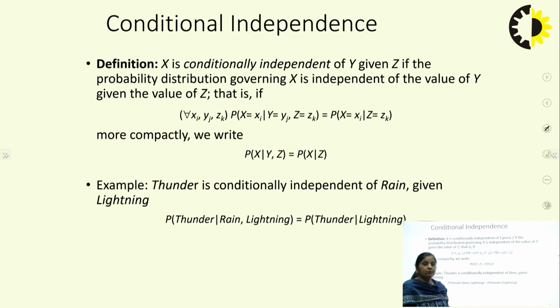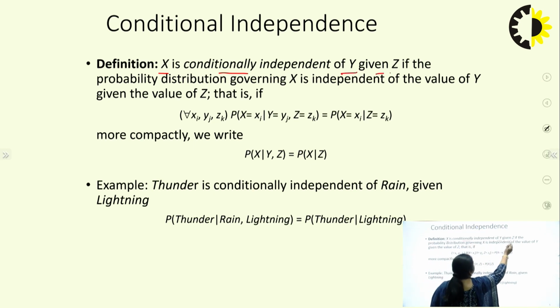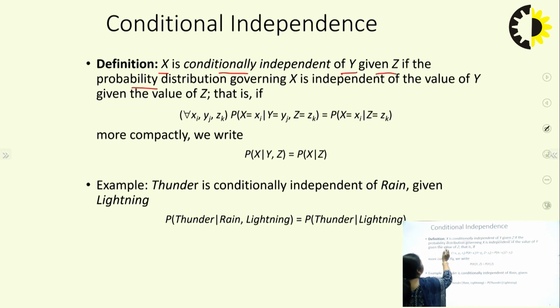So let us start with the concept. The first point is, what is conditional independence? First of all, we should know the definition. X is conditionally independent of Y given Z if the probability distribution governing X is independent of the value of Y given the value of Z.